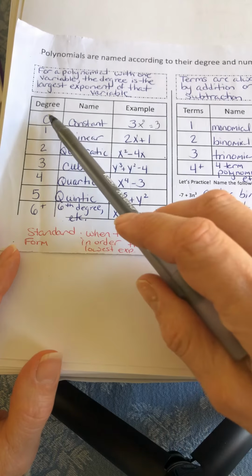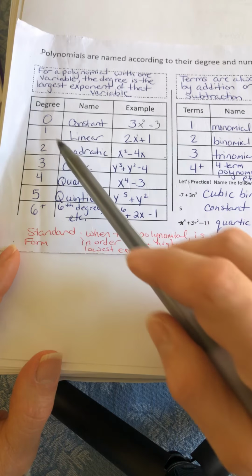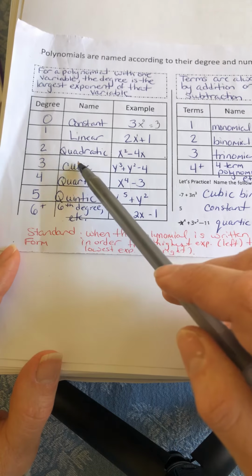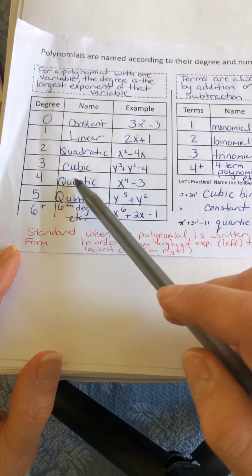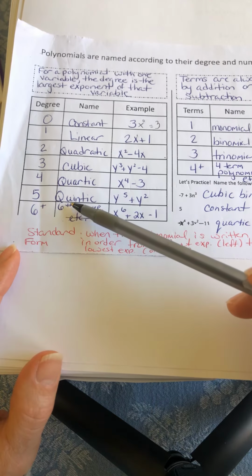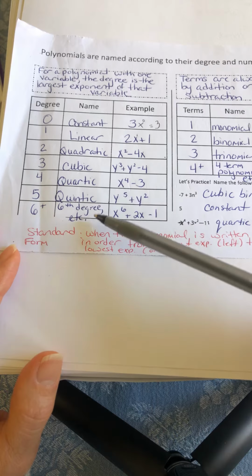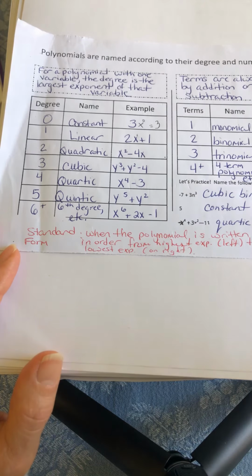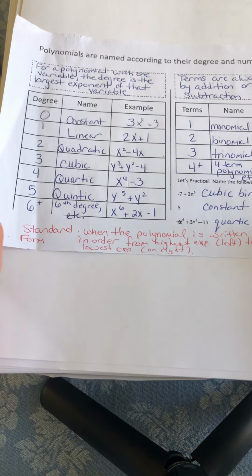So constant, degree of 0; linear, degree of 1; quadratic, degree of 2; cubic, degree of 3; quartic, degree of 4; quintic, degree of 5. Anything above 5, we say 6th degree, 7th degree, 8th degree, and so on and so forth.